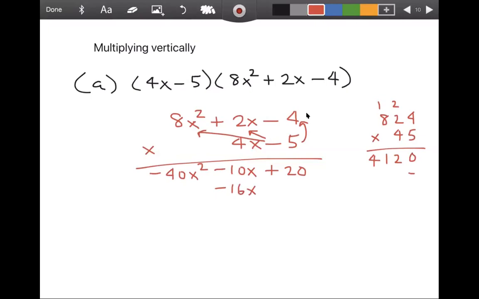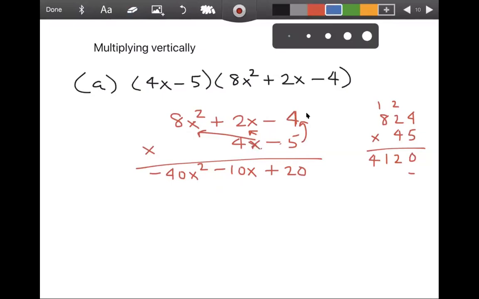Oh, maybe I should color code this. Okay, so let me start that again. Oh, darn it. Hold on, I'm sorry. Okay. Accidentally left my eraser on.